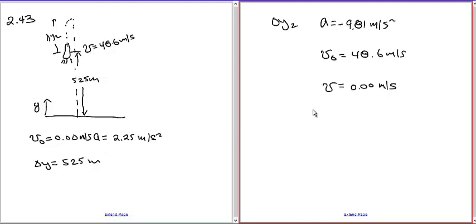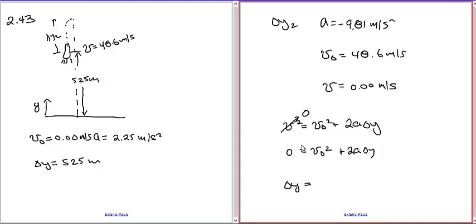And so you can see we can use the same equation that we used previously. V squared is equal to v0 squared plus 2a delta y. And in this case, we're going to solve for delta y instead of v. Now the final velocity is 0, so we can get rid of that. And if we solve for delta y, this comes to this side, becomes negative. So you get negative v0 squared, and then you divide by 2a.